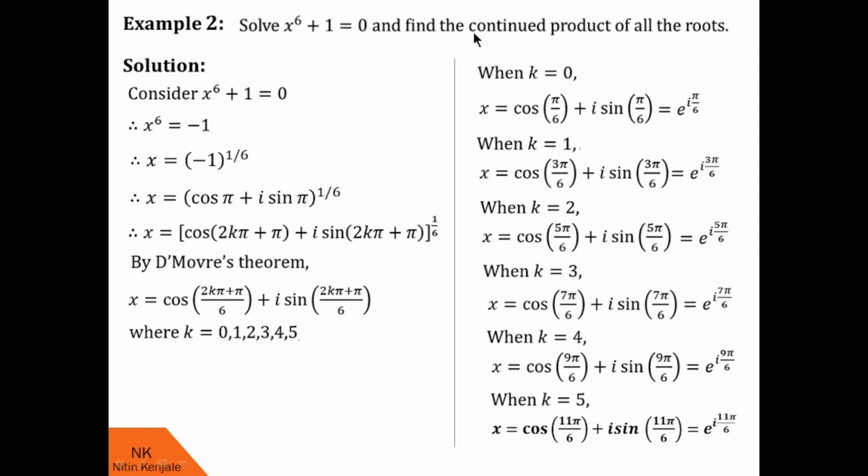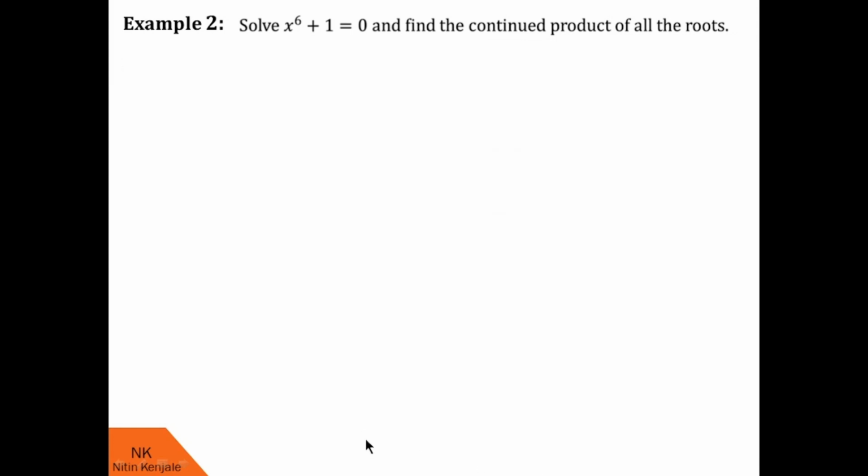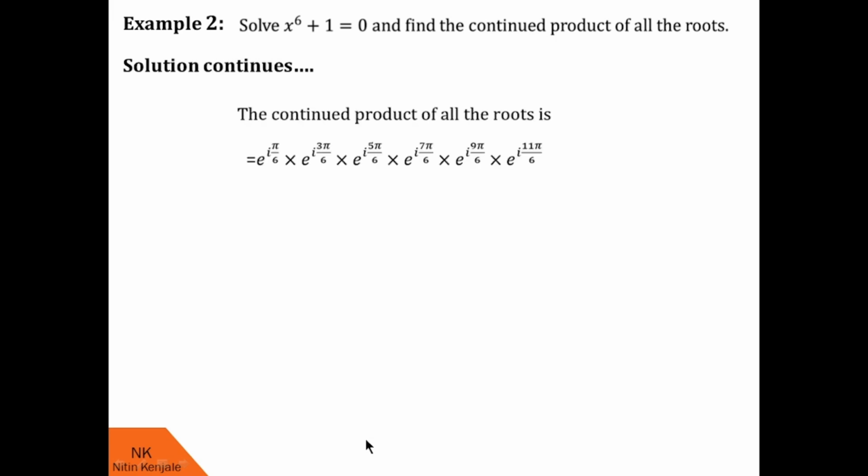Now we are asked to find the continued product of all these roots. So let us multiply these roots. After finding the continued product of these roots, we get e raised to i into pi into 36 by 6. We have simply added these powers. But 36 by 6 is 6. So this will become e raised to i 6 pi, which is the same as cos 6 pi plus i sin 6 pi, which is 1, because cos 6 pi is 1 and sin 6 pi is 0. So the continued product of all the roots of this equation is 1.